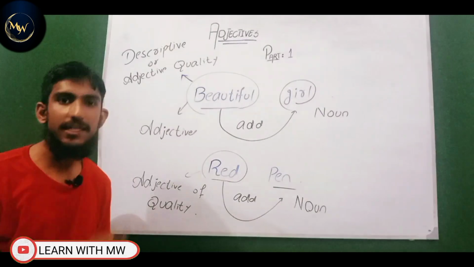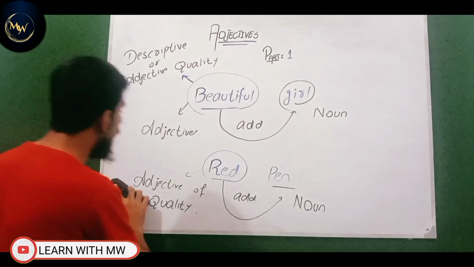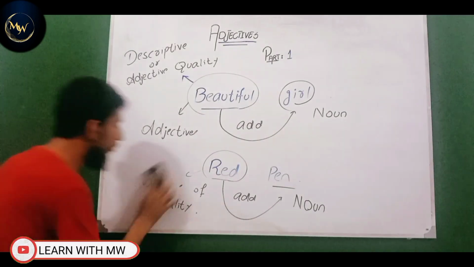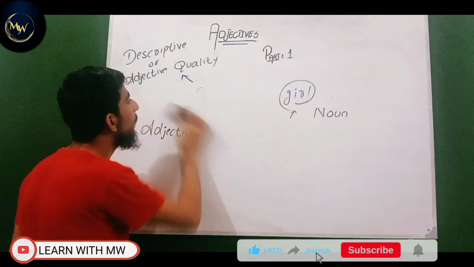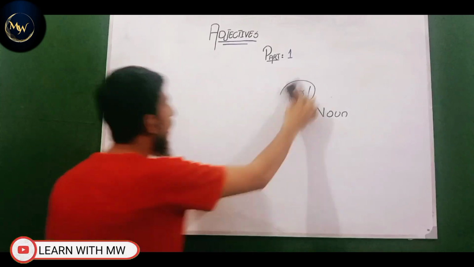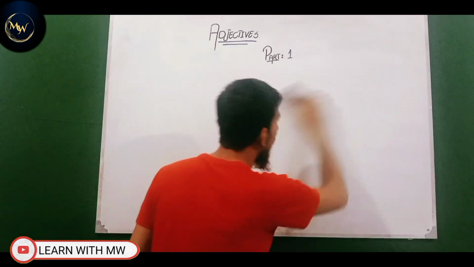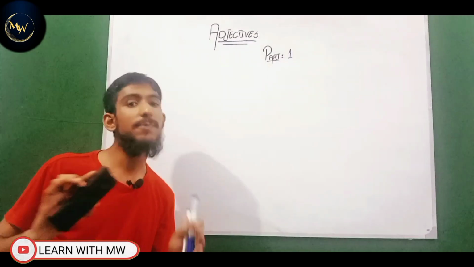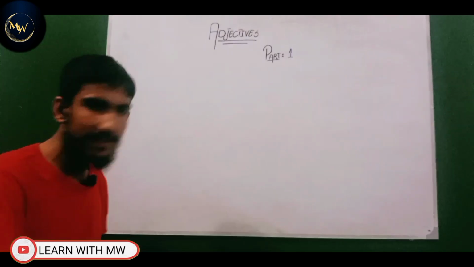So I hope you understand through the example. I want to give you further examples as well. Take a screenshot of this if you want. I will be giving you more examples about adjectives. So beautiful, red, all these are descriptive adjectives or adjectives of quality. In upcoming videos, we will discuss the kinds and types of adjectives in a very detailed, conceptual way. I will also give you short tricks on how to find types of adjectives in a sentence. So stay connected with Learn with MW to know all tips and tricks as well.